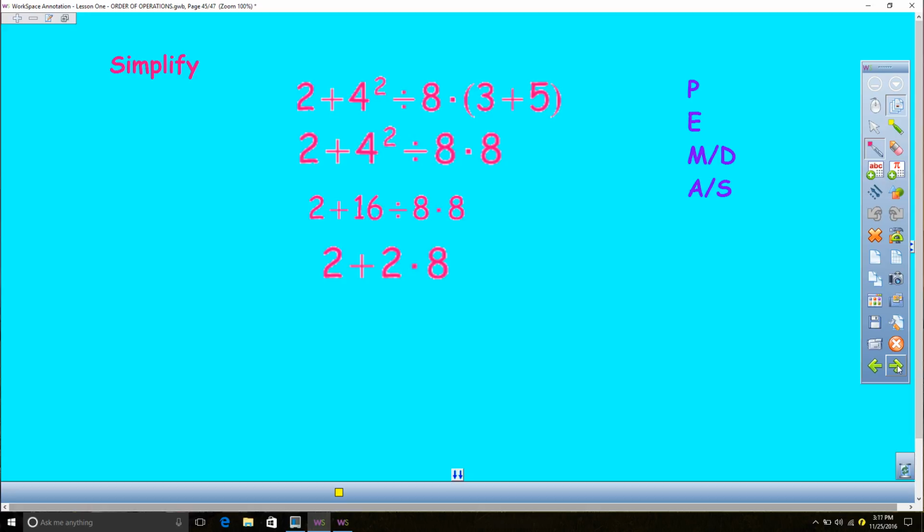Now I still need to do the multiplication, so I'm going to bring down everything I'm not using and then bring down the answer to 2 times 8. Last of all, I will add or subtract. So my final answer is 18.